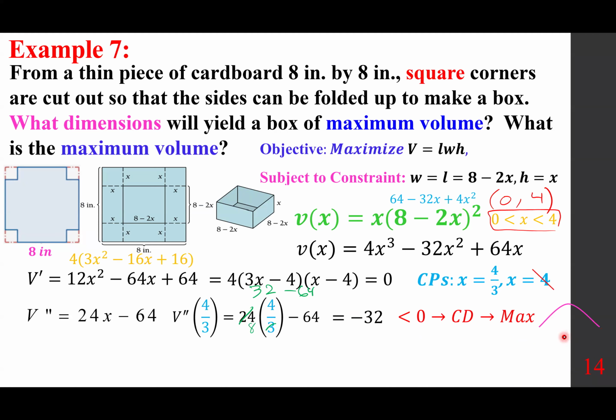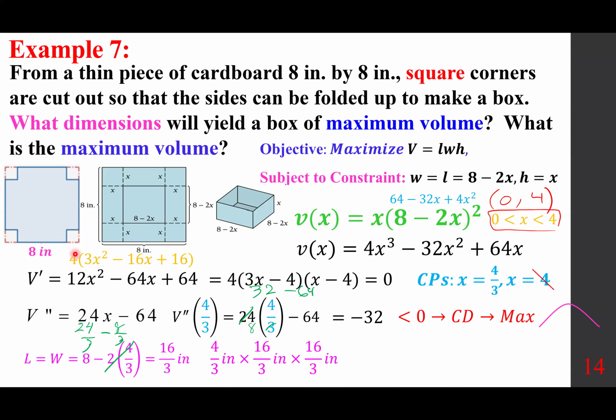So x is 4/3. What is the width? What is the length? 8 minus 2 times that. And that is 16/3. Again, just a quick justification. This is 8/3, everybody. So instead of 8, I'm going to write 24/3. And I get 16/3. So the dimensions are 4/3 by 16/3 by 16/3.